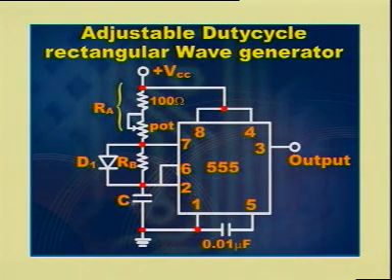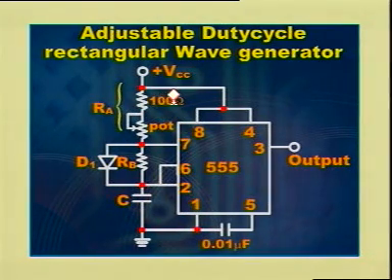Let us consider the circuit. Adjustable duty cycle rectangular wave generator is as shown in figure. Here, diode D1 is connected across RB. During charging time period, the diode D1 is forward biased because of plus VCC, then it short circuits the resistor RB. Therefore, charging time period T1 equal to 0.69 RA C. During discharging time period, the diode D1 is reverse biased because of the voltage across the capacitor. Therefore, it acts as open circuit.